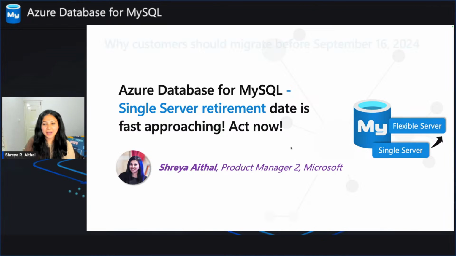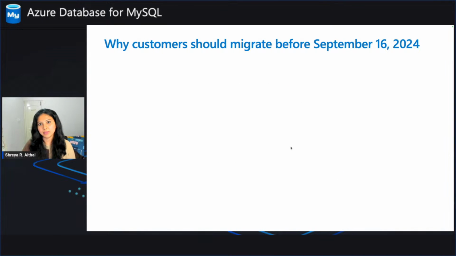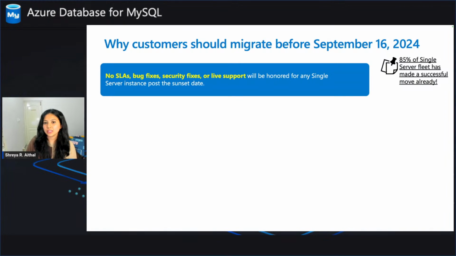Perfect. So, like Jim said, Azure Database for MySQL single server is going to be retired by September 16, 2024. So it's less than a week to retirement. And folks, 85% of your colleagues have already made the successful move to flexible server. And I would strongly urge you all to do the same. Especially because after the sunset date on September 16th, there will be no SLAs, no bug fixes, no security fixes, and no live support provided for single server instances.